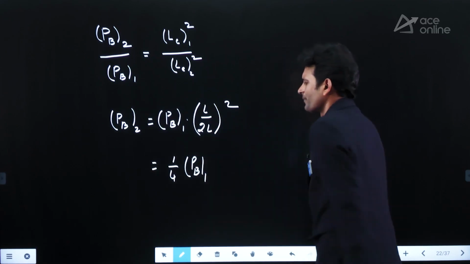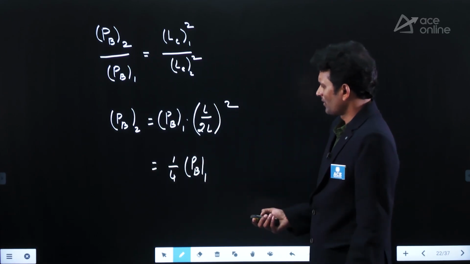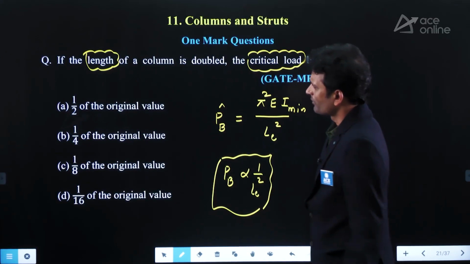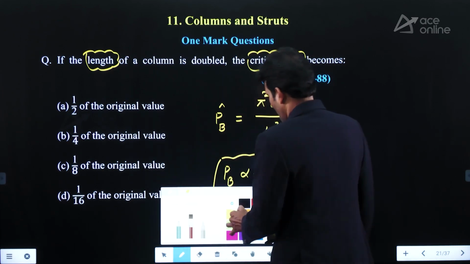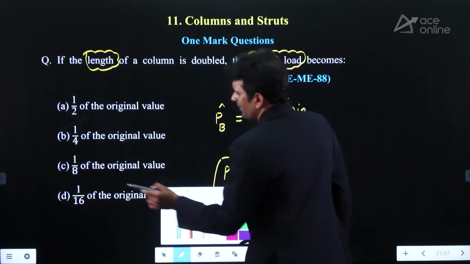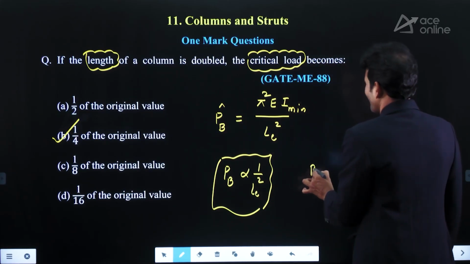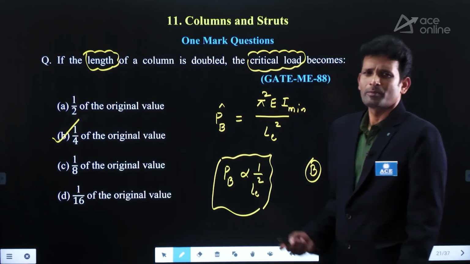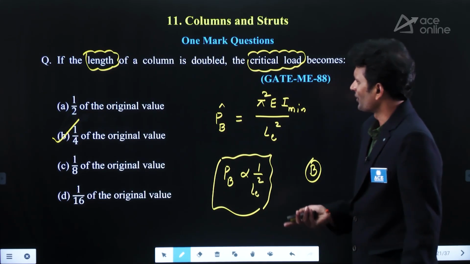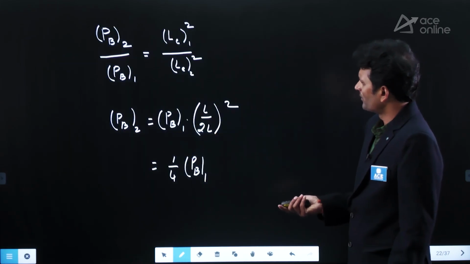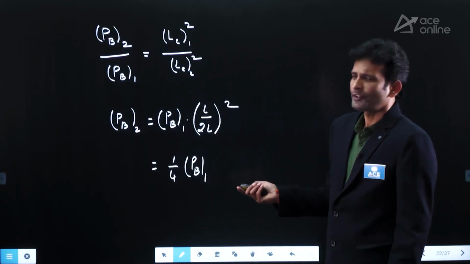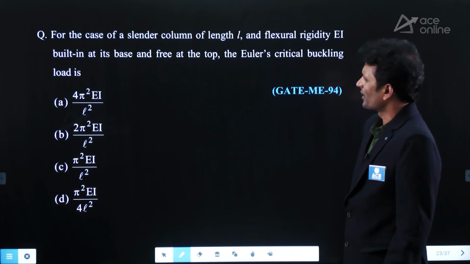Na? That is. So, which one is correct? So, 1/4 of the original value. It becomes 1/4 of the original value. Option B is correct for this question. Simple question. From columns, most of the times we are having simple questions only. Right? Hope you cleared this question. Let's move on to the next question again.